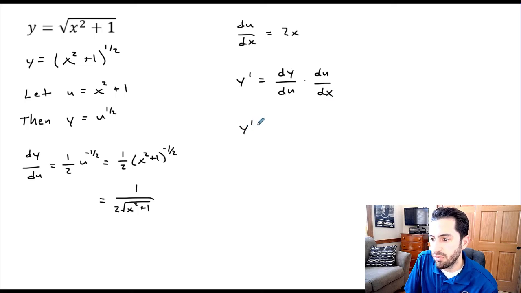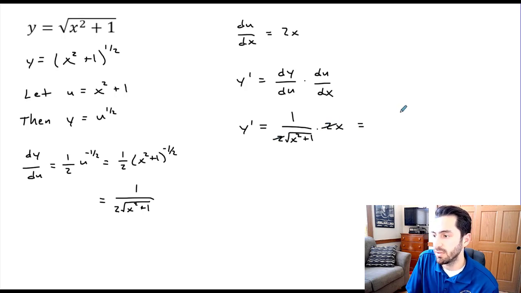So what we end up with for our derivative is we have our fraction that we established here times the derivative of the inside, which is 2x. And to simplify this, we have a 2 in the numerator and a 2 in the denominator that will simplify. So our derivative is equal to x over the square root of x squared plus 1.